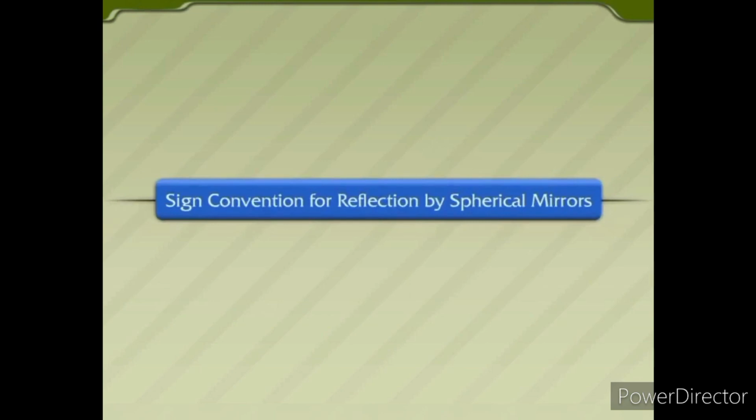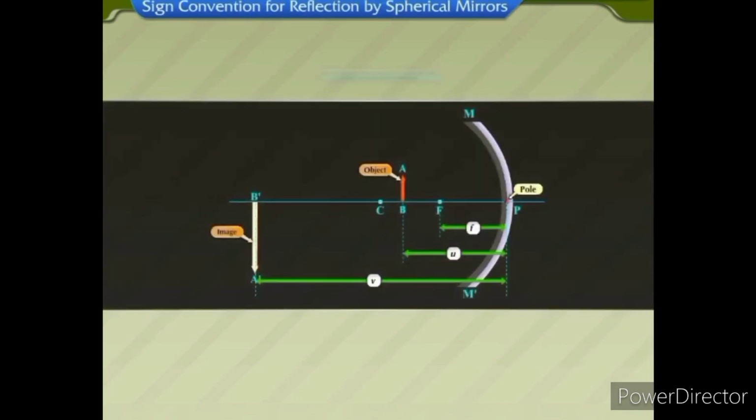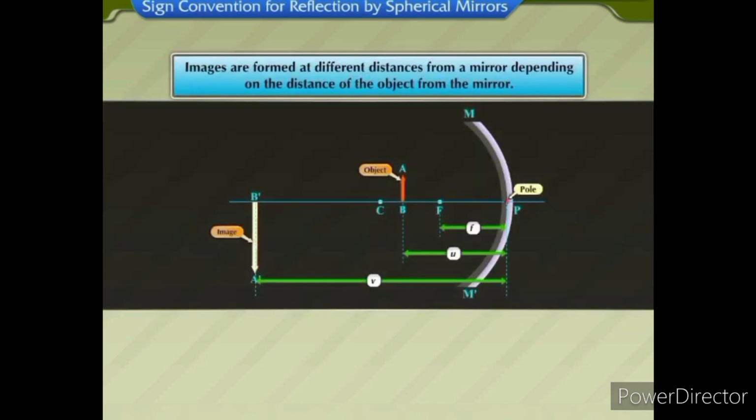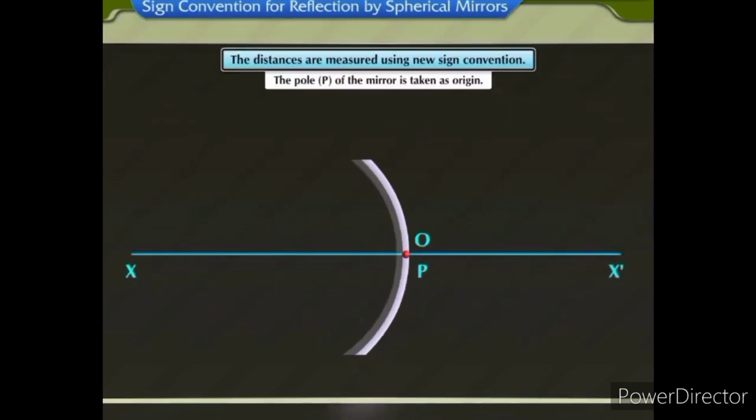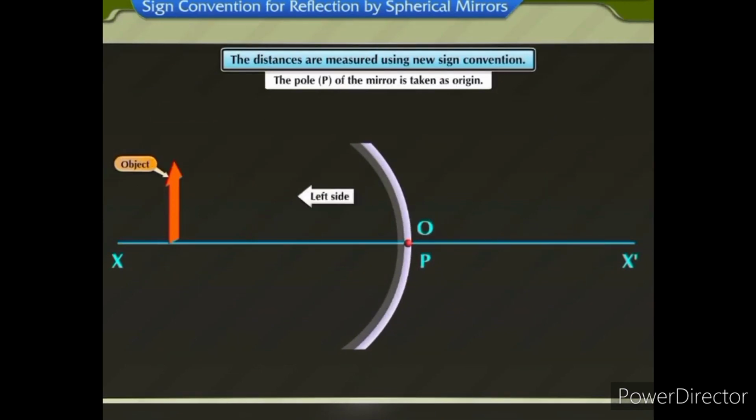Sign convention for reflection by spherical mirrors. We have seen that images are formed at different distances from a mirror depending on the distance of the object from the mirror. The distances are measured using a new sign convention. According to it, the pole P of the mirror is taken as the origin. The principal axis is taken as the x-axis, X'X of the coordinate system. The conventions are: the object is always placed to the left of the mirror. This means light from the object falls on the mirror from the left-hand side.